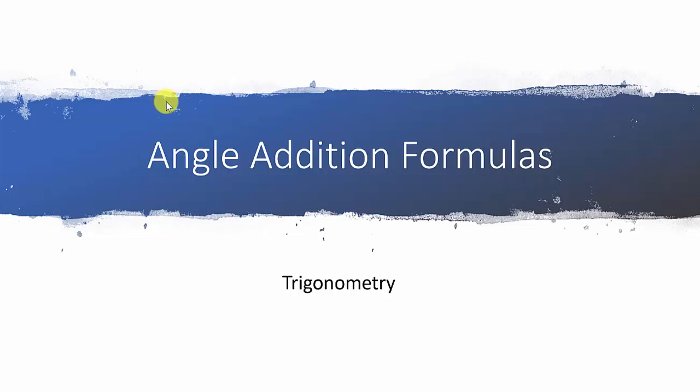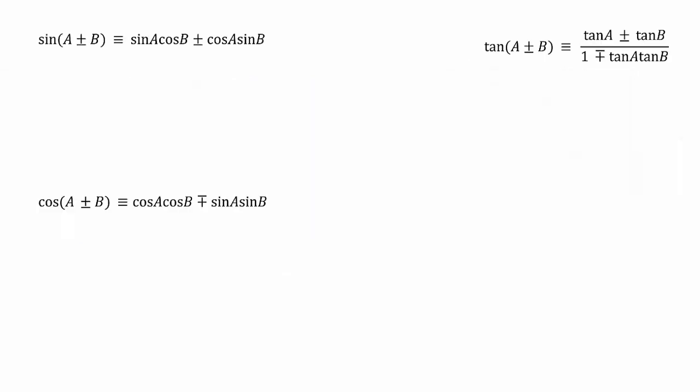Okay, in this video, we're going to talk about angle addition formulas for trigonometry. So let's look at what those formulas are. We have three. We have sine of A plus or minus B, and this is an identity, equivalent to sine of A cosine B plus or minus cosine A sine B.